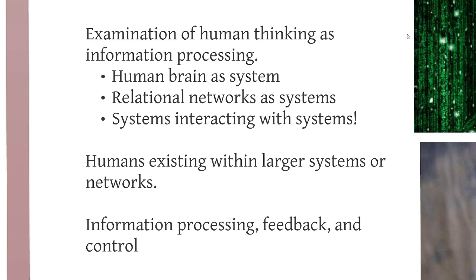If you've taken something like small group communication, you probably learned about systems theory as how that's put together. It also sees that as much as the human brain is a system, relational networks are also systems. And so you have a system that's interacting with another system, and then relational networks get into larger organizational patterns. So there's more systems if you're in a small group or in an organization. So it basically comes down to humans existing within larger systems or networks, systems upon systems upon systems.